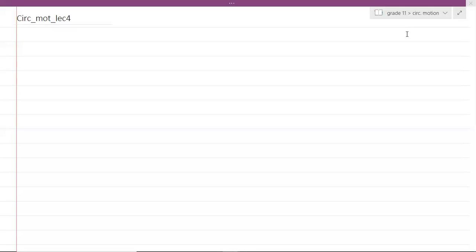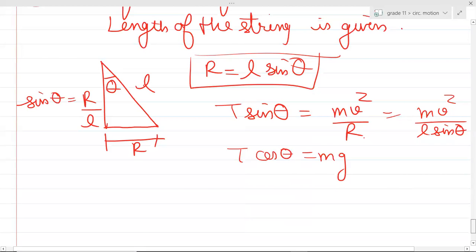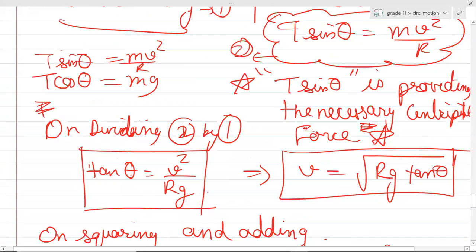Circular motion like before. In the last class, what did we discuss? We discussed the horizontal circular motion. Have you seen the notes which I sent you? Guys, did you see the notes? Yes, sir.